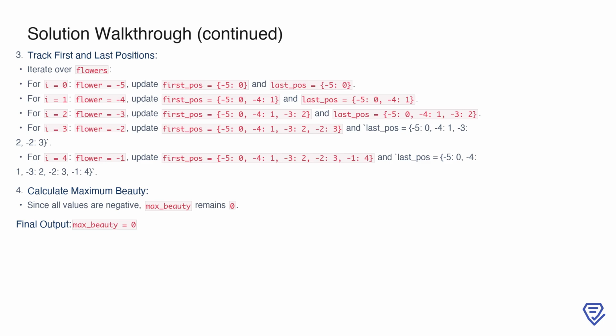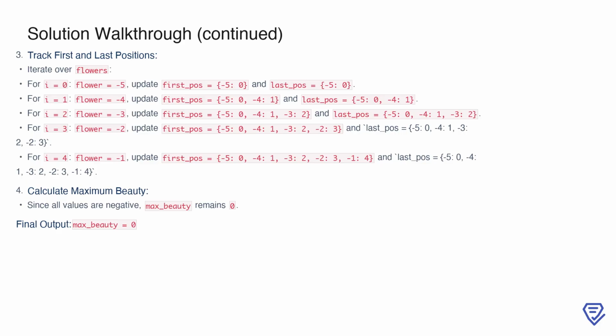For example, at index 0, flower -5 is added to both first_pos and last_pos with its position as 0. At index 1, flower -4 is added with its position as 1, and so on. By the end of the iteration, we have first_pos equals -5: 0, -4: 1, -3: 2, -2: 3, -1: 4, and last_pos equals -5: 0, -4: 1, -3: 2, -2: 3, -1: 4.